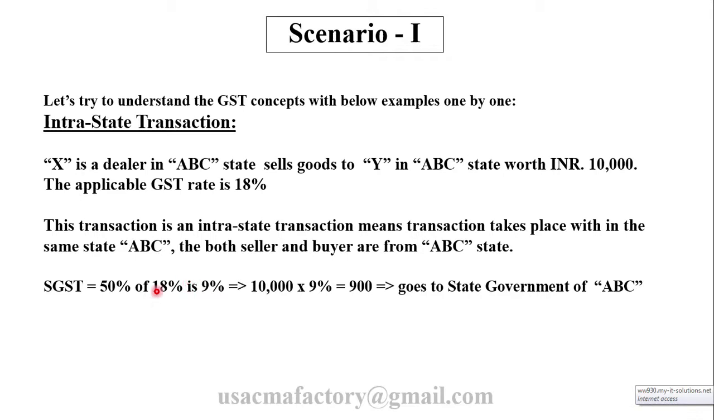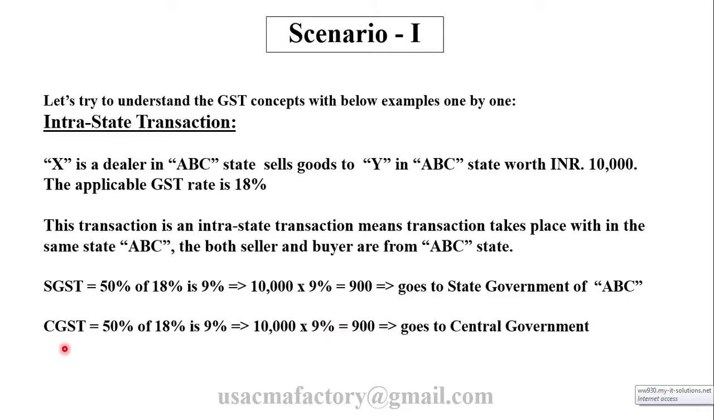SGST. Now, 50% of the GST of 18%, that is 9%: 10,000 times 9% equals 900, goes to the state government. CGST. 50% of the GST of 18%, that is 9%: 10,000 times 9% is equal to 900, goes to the central government.